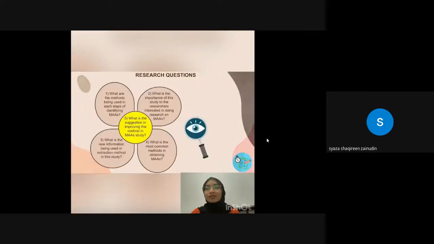The research questions for this review are: what are the methods being used and each step for identifying MAAs? Secondly, what is the importance of the study to researchers interested in doing research on MAAs? Then, what is the new information being used in the extraction method in this study? And what is the most common method in obtaining MAAs? And lastly, what is the suggestion for improving the method in MAA study?